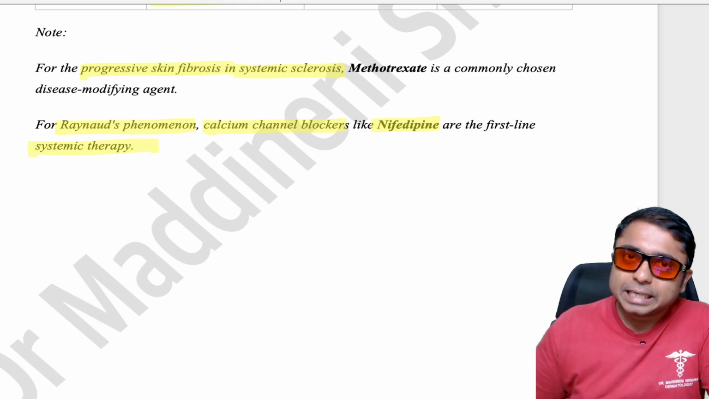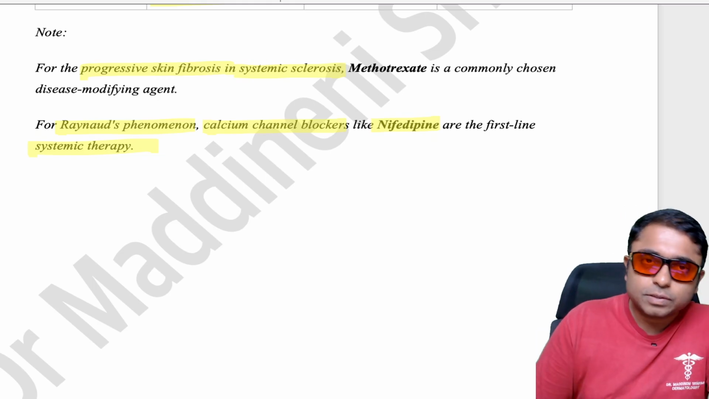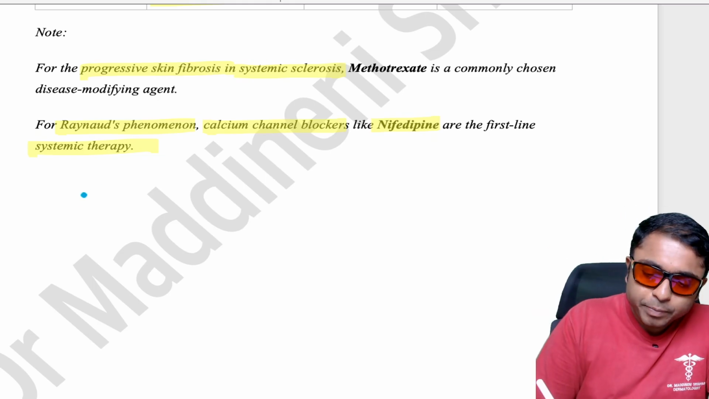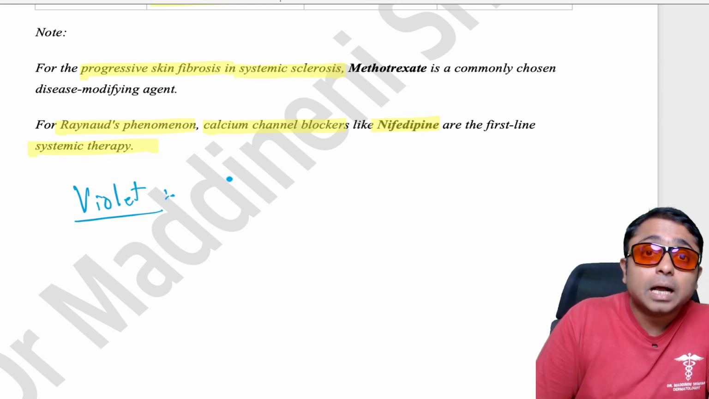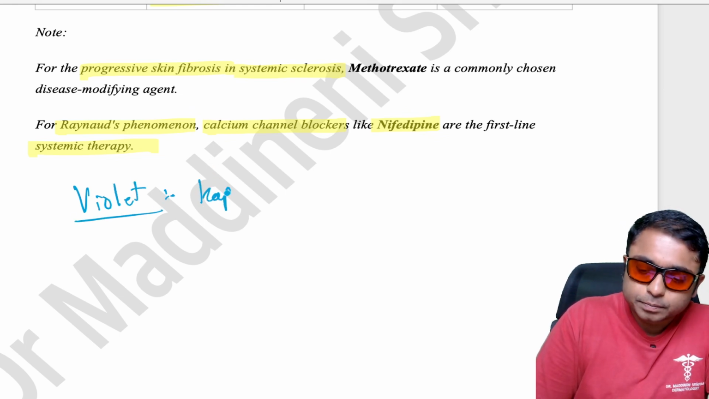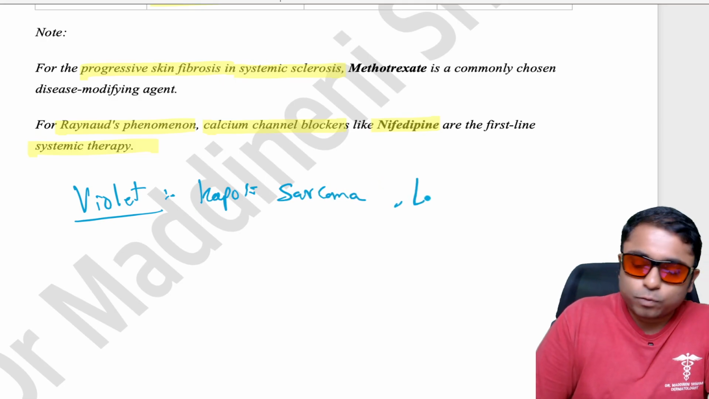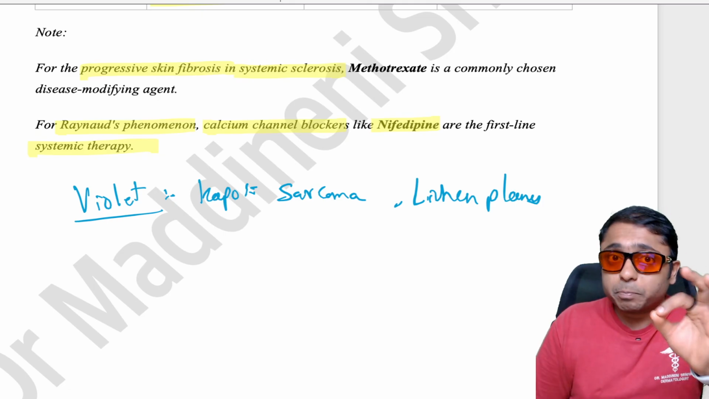Before that, I just want to tell you the answers for the questions which I asked you in the beginning. What are those conditions where the violet color can be seen in the skin? Kaposi sarcoma. And of course even lichen planus, the skin is going to have violaceous or purple colored lesions.